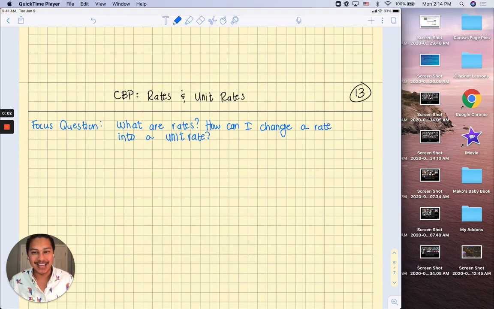Greetings, mathematicians, and welcome to our next lesson in comparing bits and pieces. Today we're talking all about rates and unit rates.